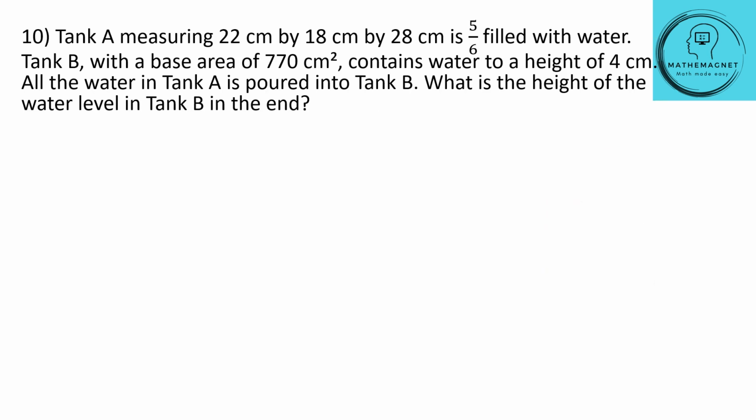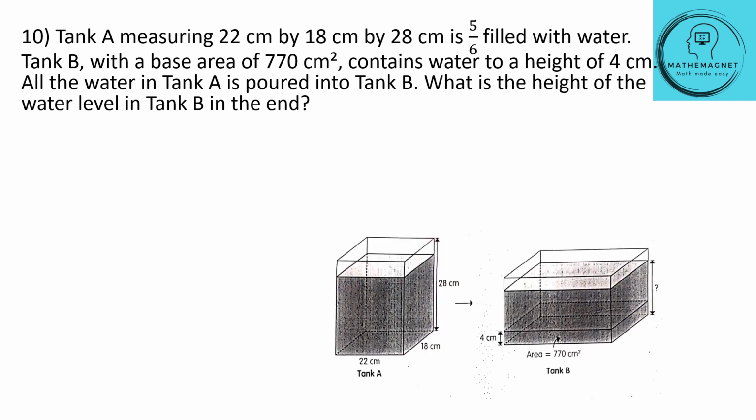Question number 10. Tank A measuring 22 cm by 18 cm by 28 cm is 5 by 6 filled with water. Tank B with base area of 770 cm square contains water to a height of 4 cm. All the water in tank A is poured into tank B. What is the height of the water level in tank B in the end?